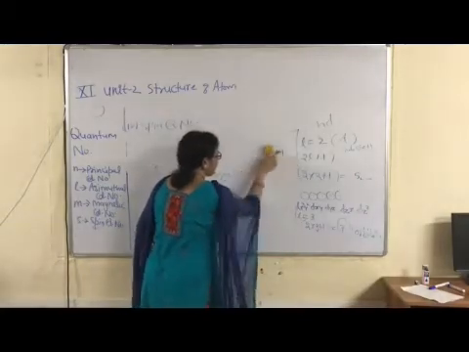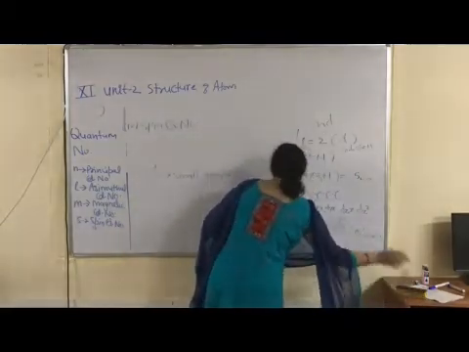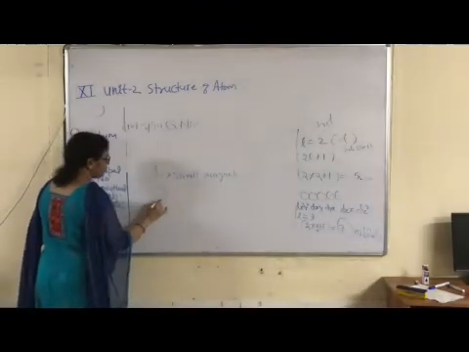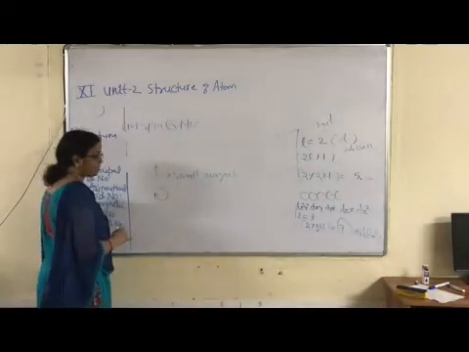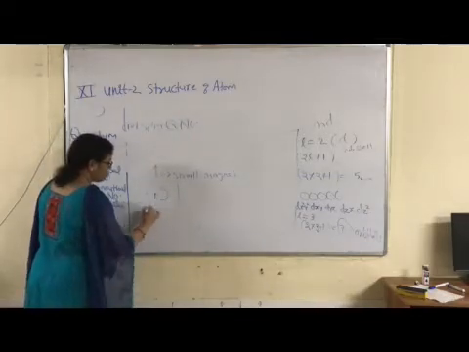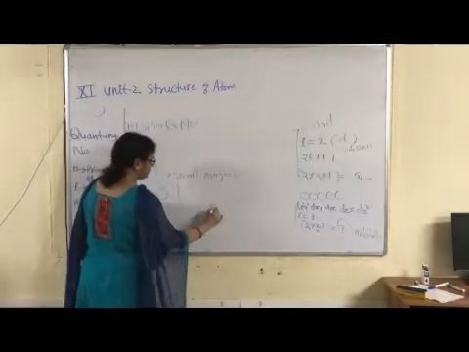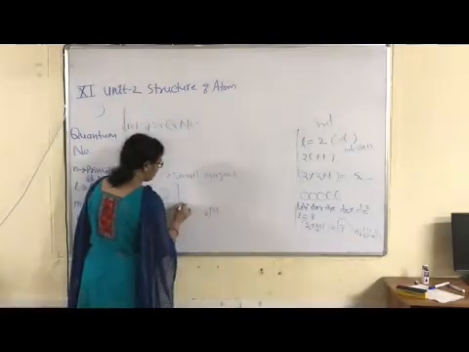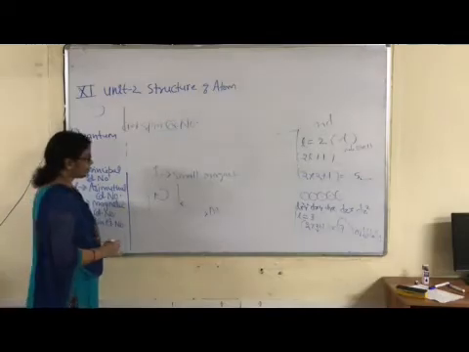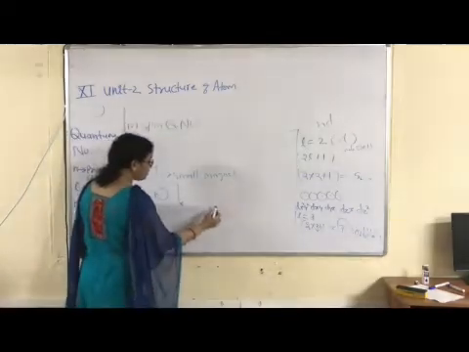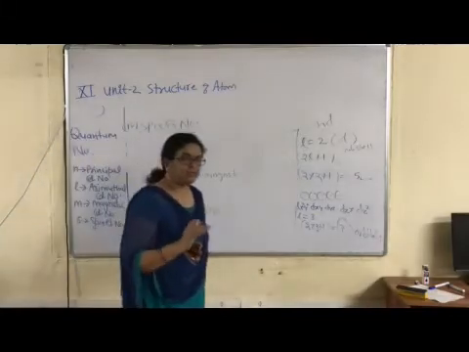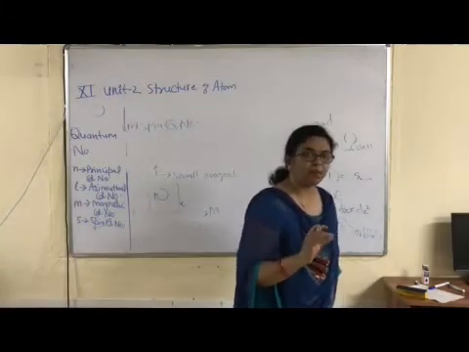Second condition: if only one electron is present, it means an unpaired electron is present. Then spinning of the electron occurs only in one direction, clockwise. Okay children? And if a strong magnetic field is applied, then what happens? There is interaction between the substance containing the unpaired electron and the applied magnetic field. So this type of magnetic property is known as paramagnetic property.